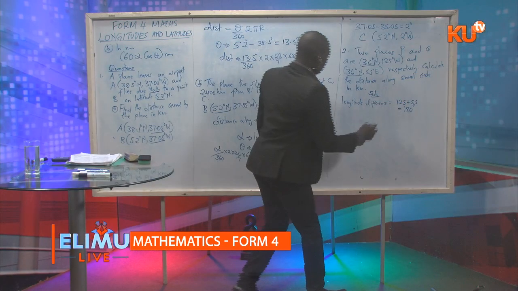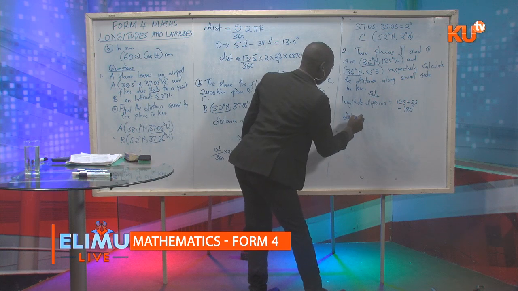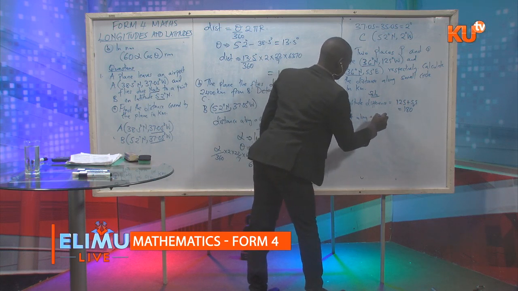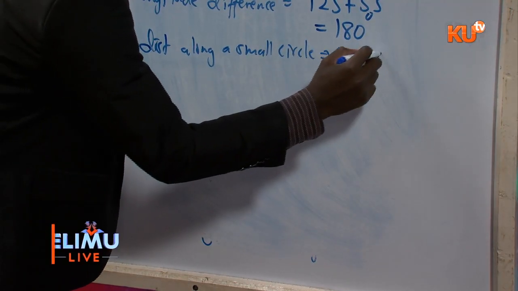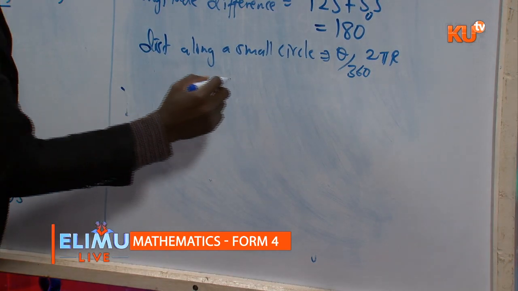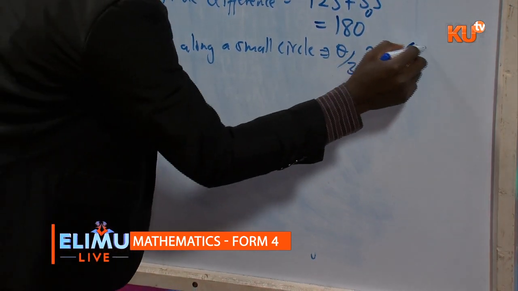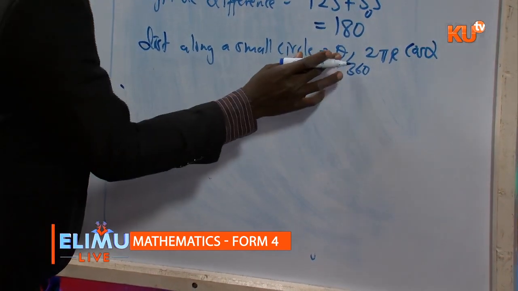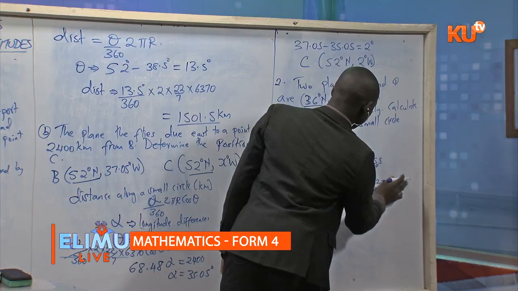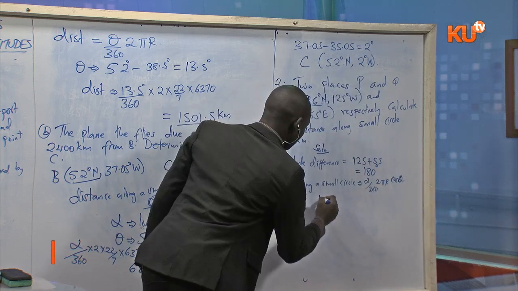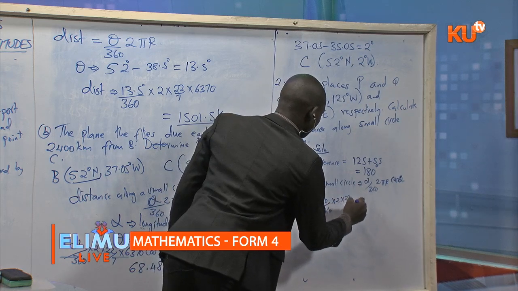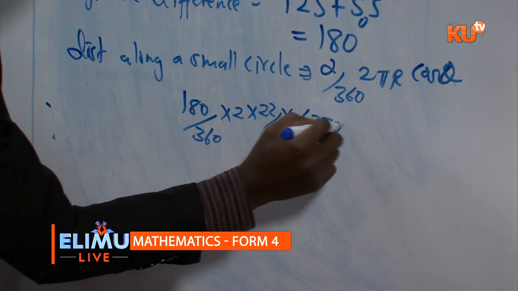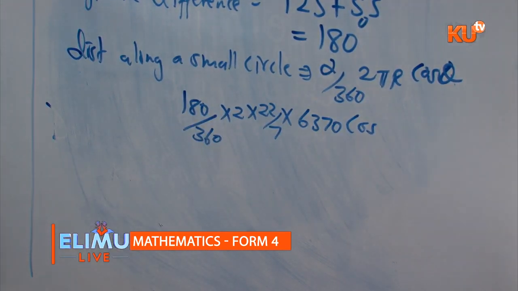Once we have this, we'll substitute and say the distance along a small circle is theta over 360 times 2 pi r cos alpha, because that's a small circle. I've only changed this to be alpha, and this one to be our theta. So we'll now have 180 degrees over 360 times 2 times 22 over 7 times 6370 cos of the latitude, which is 36. Cos 36.